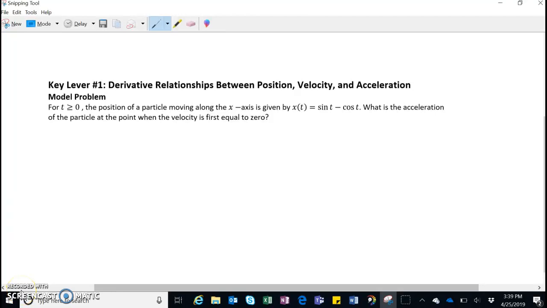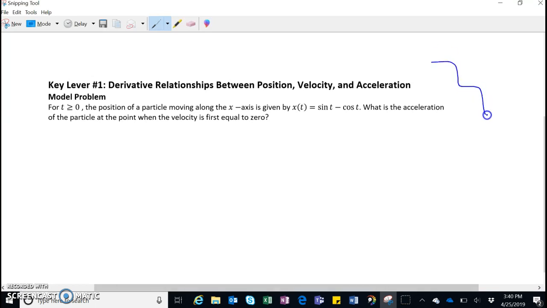Okay, everybody, this is the first part of our pre-work for our physics lesson tomorrow, on particle motion. I'm on page 71 of your packet, and I want to start by going over this first key lever. This big idea just focuses on the big relationship that we know about between position, velocity, and acceleration.